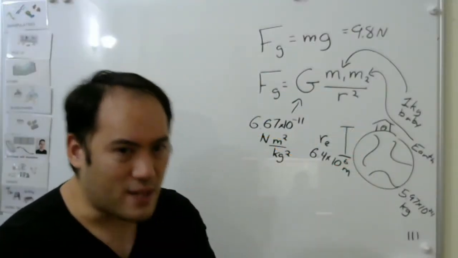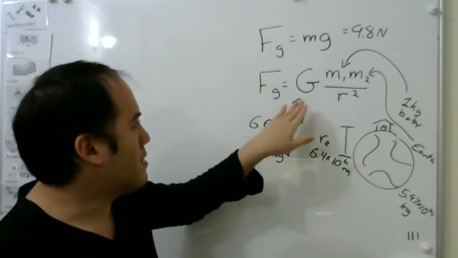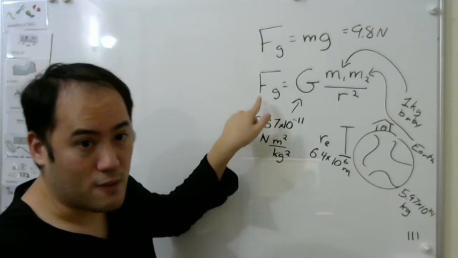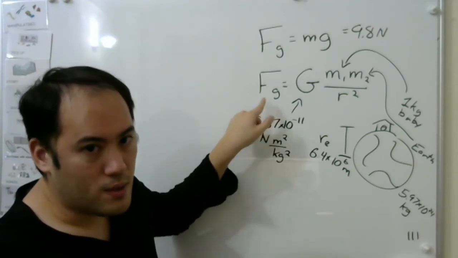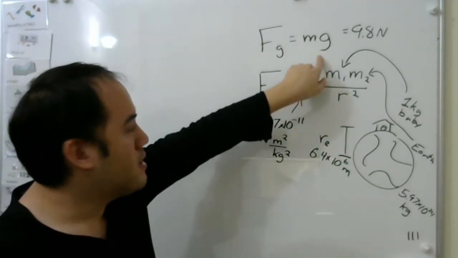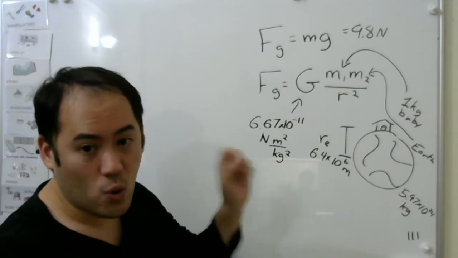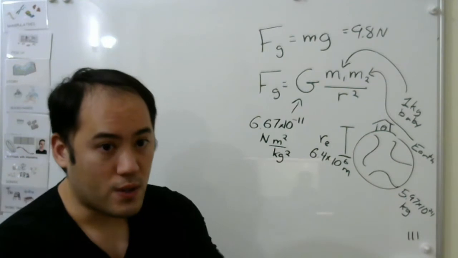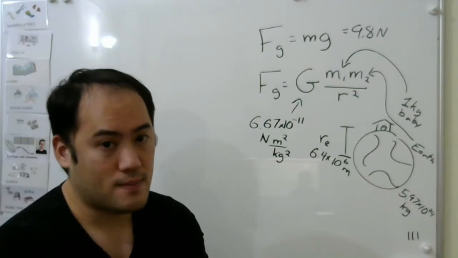Never just say gravity. You'll confuse little g, big G, and Fg. Fg is the force of gravity, also known as weight. Little g is acceleration due to gravity or gravitational field strength. Big G is the universal gravitational constant.